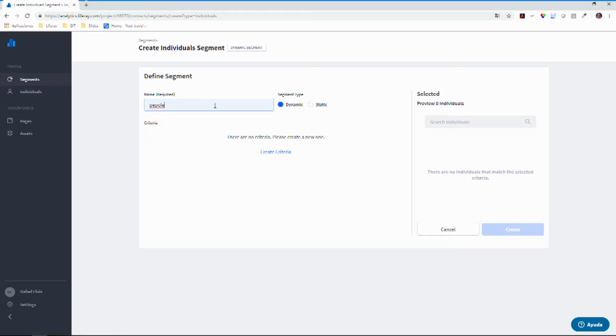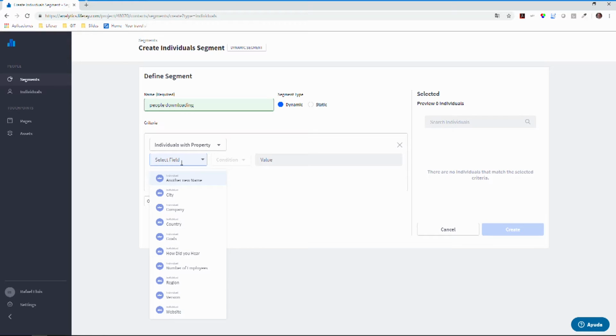people downloading, okay? And then you start creating the criteria for that segment. So you have properties or behavior. Properties, as you can imagine, are just different properties that you can choose. Of course, our Liferay DXP, the site that I was showing you, is connected to Liferay Analytics Cloud, and we have all the profiles of our users, and we can send this kind of properties. So what is the email, whatever. But I wanted to show you behavior.